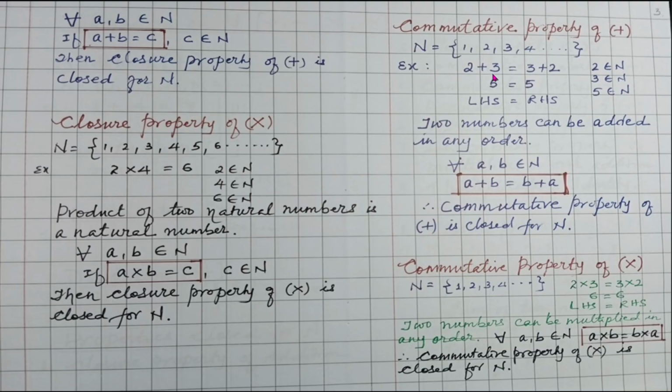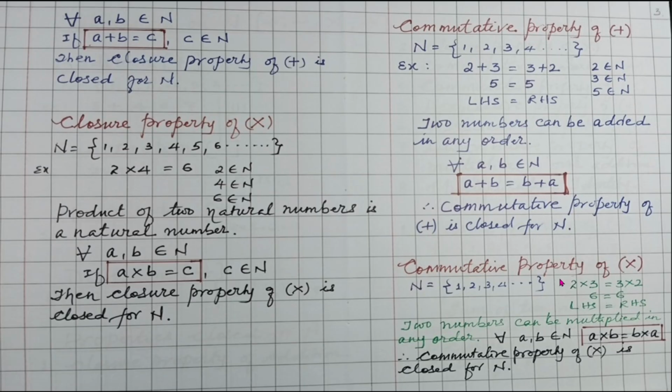For example, if you take 2 and 3, two natural numbers, when we add 2 to 3 we get 5. When we add 3 to 2 also we get 5. Therefore, adding 2 to 3 or 3 to 2 gives the same result, and 2 belongs to N, 3 belongs to N, 5 belongs to N. Therefore, the commutative property of addition is closed for the set of natural numbers.